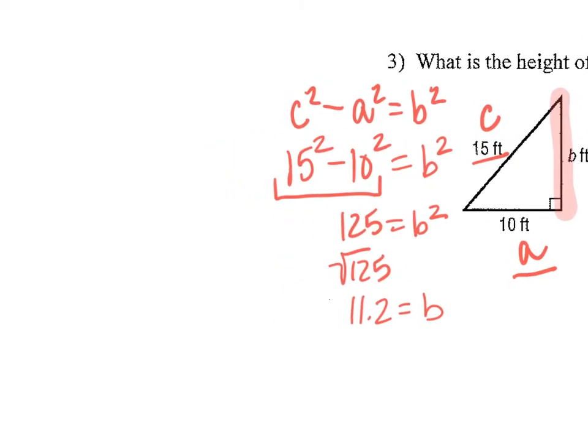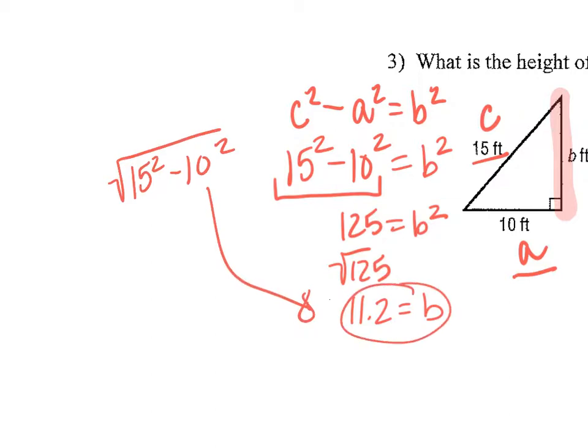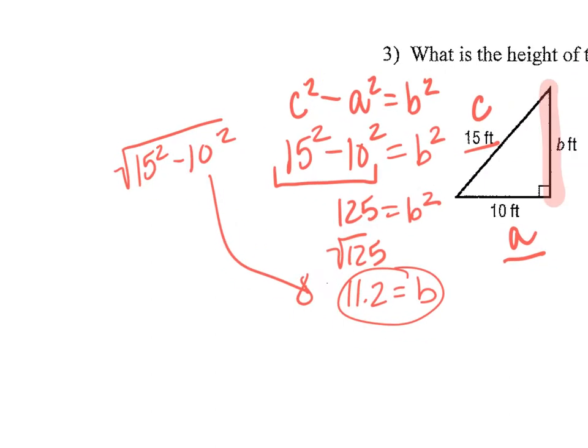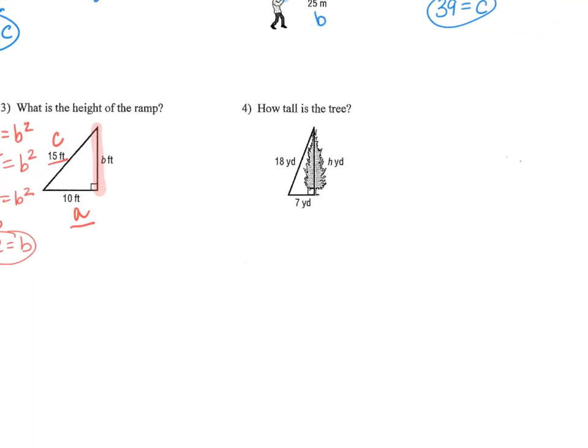So if in the calculator you hit second x squared, put your square root, and then underneath that put 15 squared minus 10 squared. So if we do that, 15 squared minus 10 squared, you're going to get the exact same answer. You're just getting it a little quicker. Okay, but that's if you feel comfortable doing that.